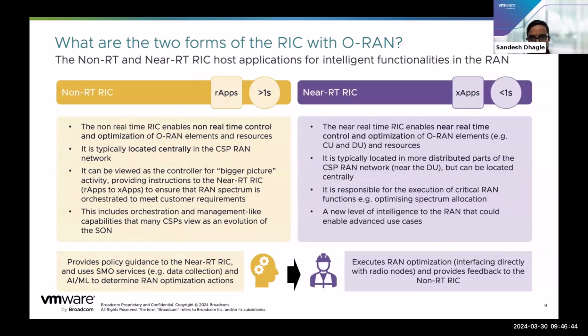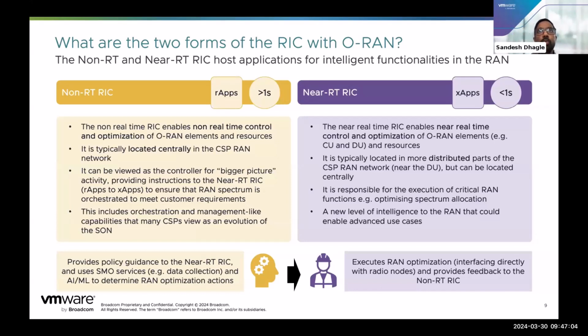So as we were talking about it, what are these two forms of RIC? One is the non-real-time RIC, which operates on greater than 1 second of latency, and the other is the near real-time RIC, which is sub 1 second latency, up to 10 milliseconds.